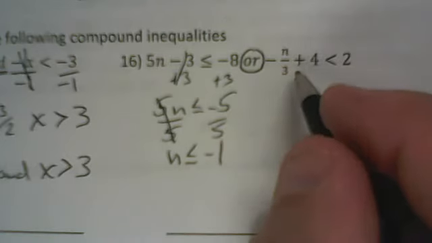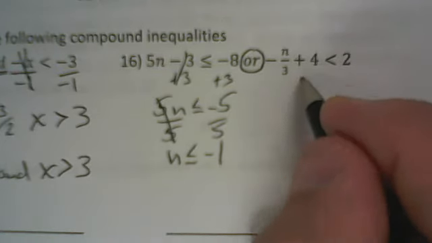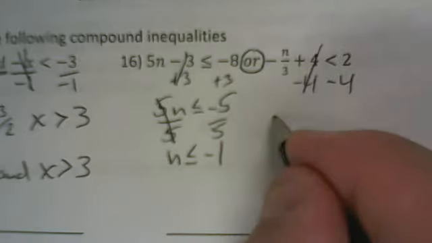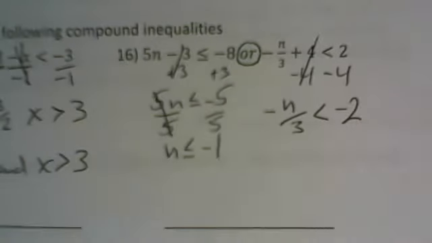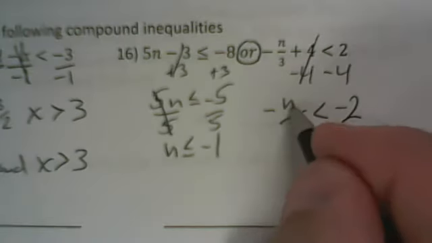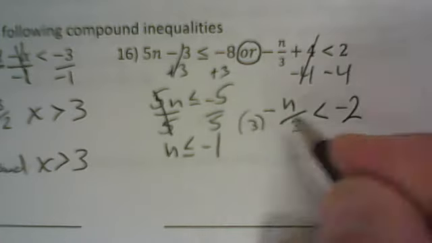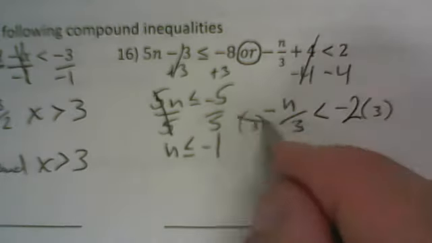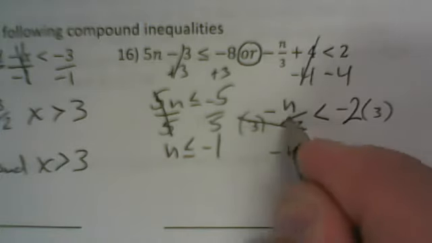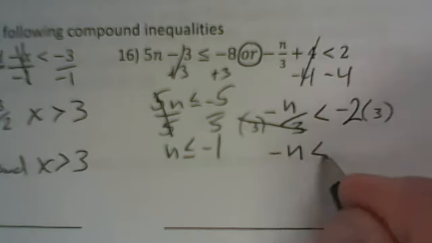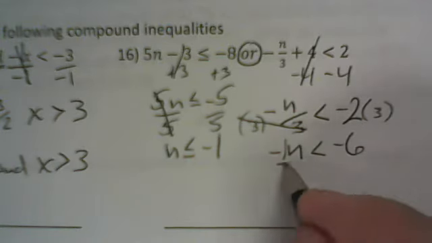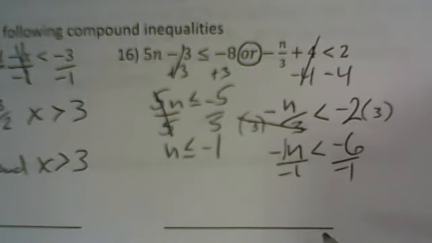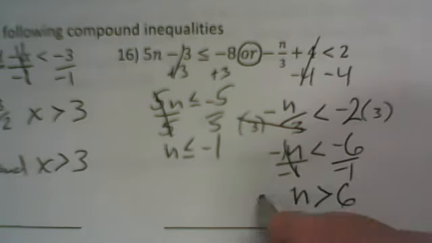Second part of this is I'm going to start by getting rid of the 4. We can subtract 4 from both sides. So negative n over 3 is less than negative 2. And a lot of people did this, they multiplied. We're dividing by 3, so they multiplied both sides by 3, and that's a good way to do it. The 3's will cancel. We'll have negative n still is less than negative 6. So if negative n is less than negative 6, I can divide both sides by negative 1. And n is greater than, the sign switches, positive 6.